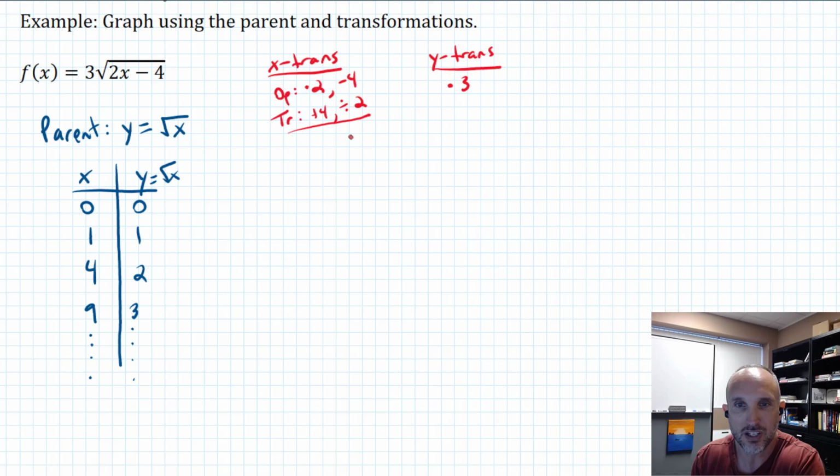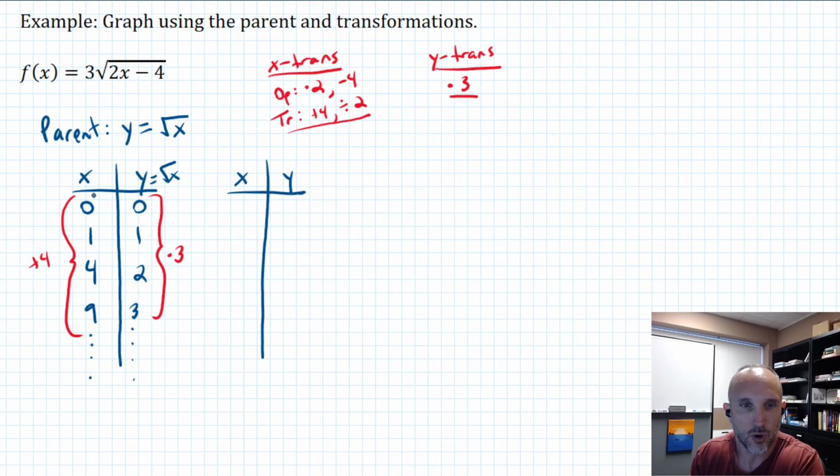So let's start manipulating our parent table with these transformations. I need to do both these transformations to the x column and this one transformation to the y column. So I'll add 4 to my x column in my first step, and I might as well go ahead and multiply my y values by 3. Adding 4 changes my parent reference point of 0, 0, changes that x value to a 4. I've got 5, 8, and 13 for my new x values. Multiplying my y values by 3, I get 0, 3, 6, and 9. My y values are done because I've already taken care of the one transformation.